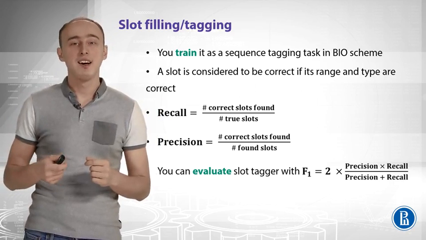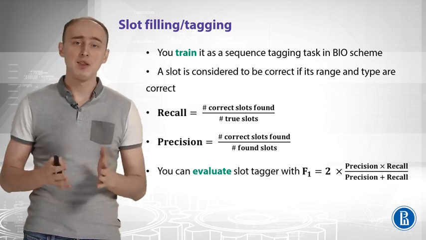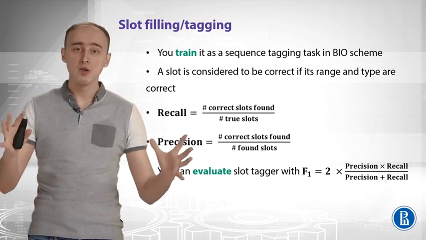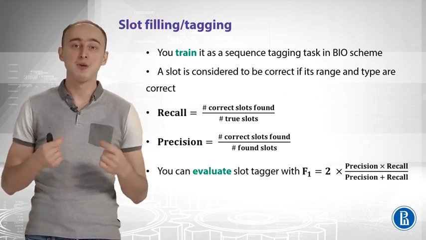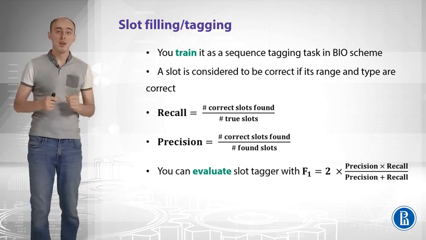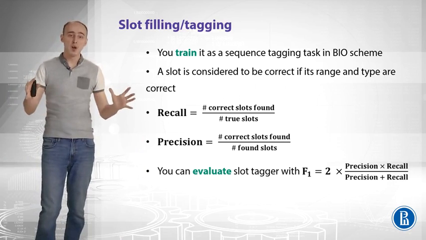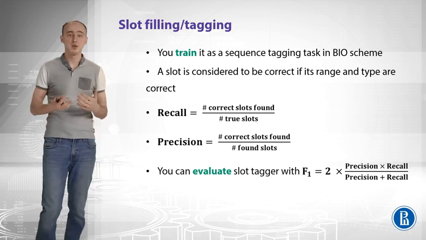Then we can calculate the following metrics. We can calculate the recall of our slot tagging. We take all the true slots and find out which of them are correctly found by our system. That's how we define our recall. The precision is the following. We take all our found slots and we find out which of them are correctly classified slots.